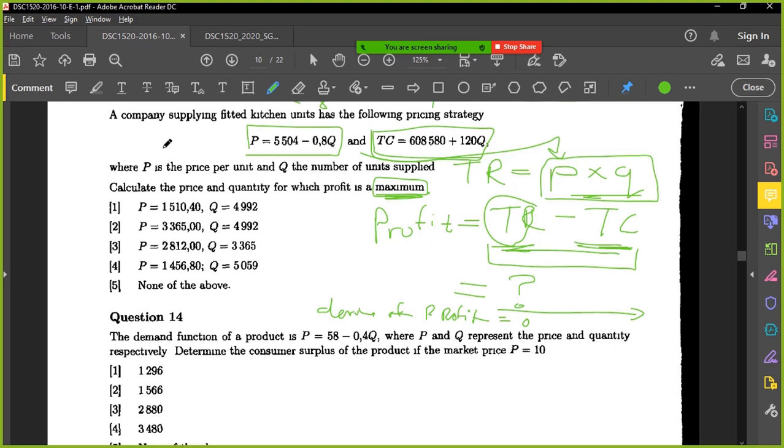The important bit is to take this information and to get the right approach. So the correct approach is as we've highlighted it here. Step number 1, get the total revenue. Once we've got the revenue, then we can work out the profit. Once we've got the profit, then we can work out the derivative equals 0 to get the P and the Q for profit when it's a max. Happy?